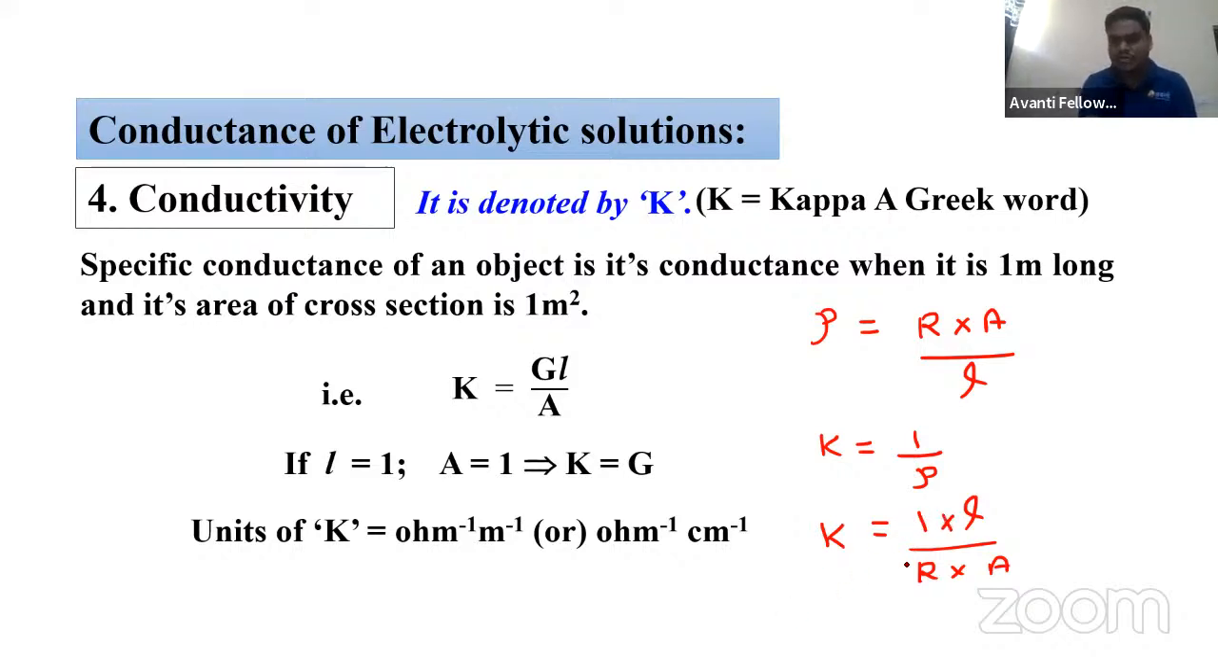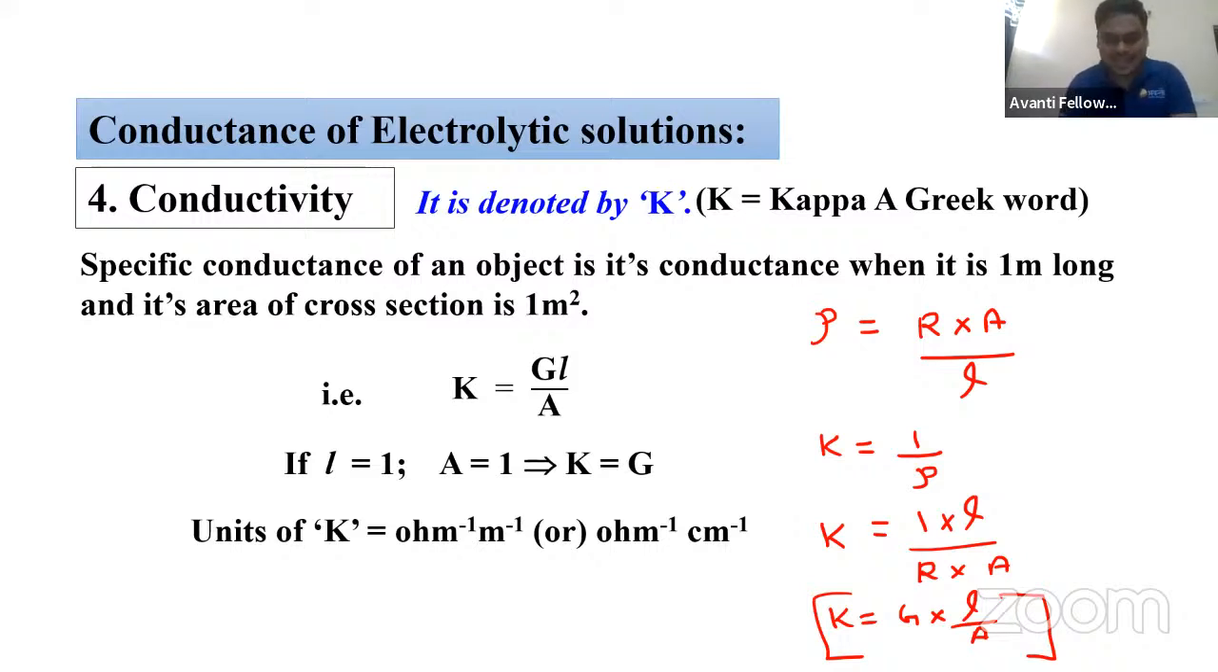1 upon R we all know, 1 upon resistance is known as conductance. So this comes out to be G into L by A. So this is the formula for calculating the conductivity. I hope this is clear to everyone. Is it clear to everyone? Confirm, everyone. Has it become clear? Right? So this is how we can actually calculate the conductivity.